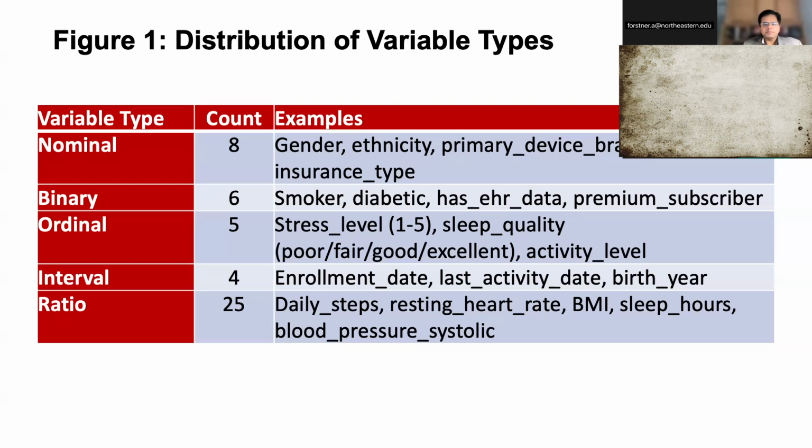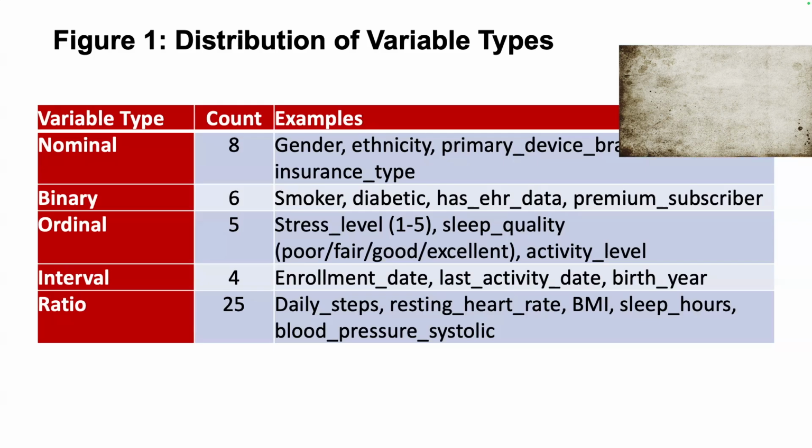Yep. Go ahead. I would say for the ordinal data like poor, fair, good, and excellent, I would either create dummy variables or transform it into a kind of scale, like the stress level from one to four in this case. So there will be a dummy variable.